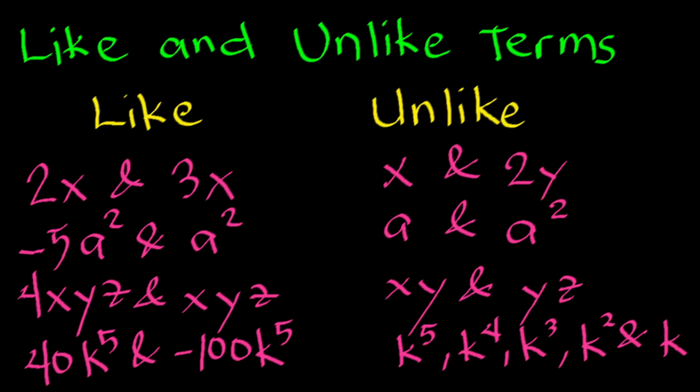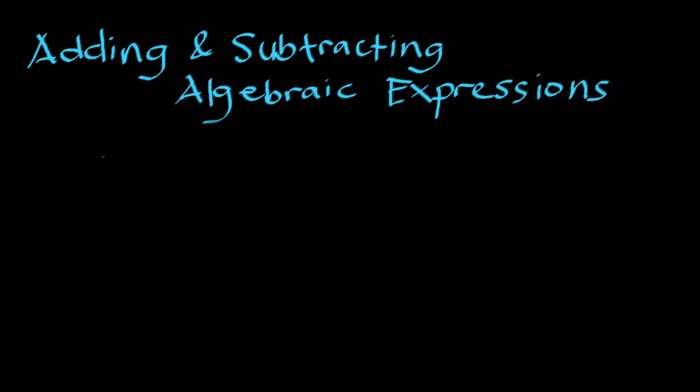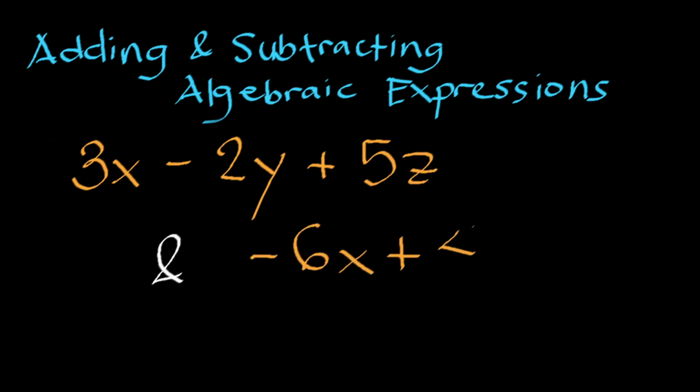Again, if you have any question, just comment down below and I will do my best na sagutin lahat yan. Ngayon, alam na natin kung paano mag-distinguish ng mga like and unlike terms. Let me teach you how to add and subtract algebraic expressions. First is 3x minus 2y plus 5z. And yung second one is negative 6x plus 4y minus 5z.